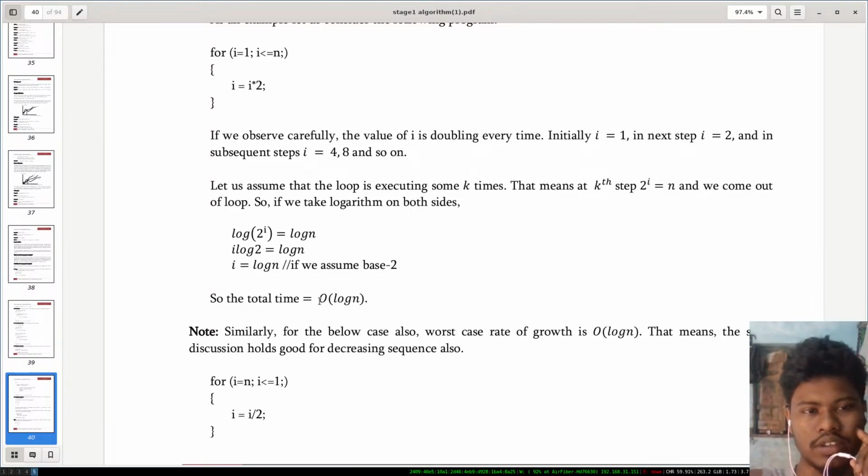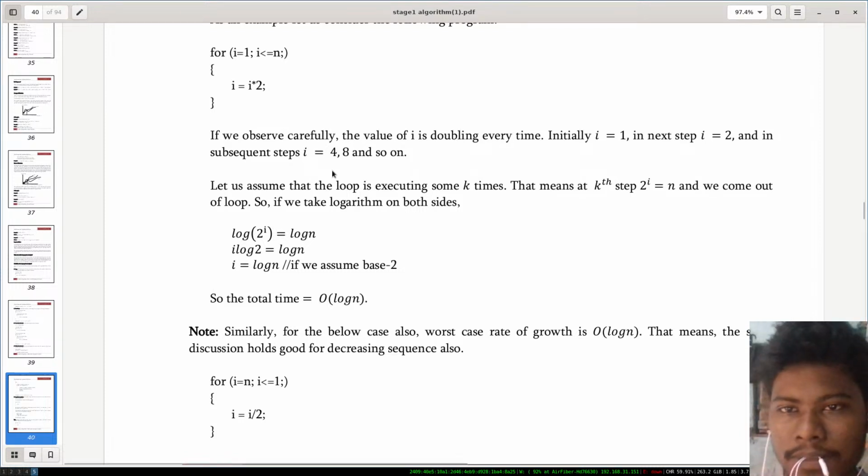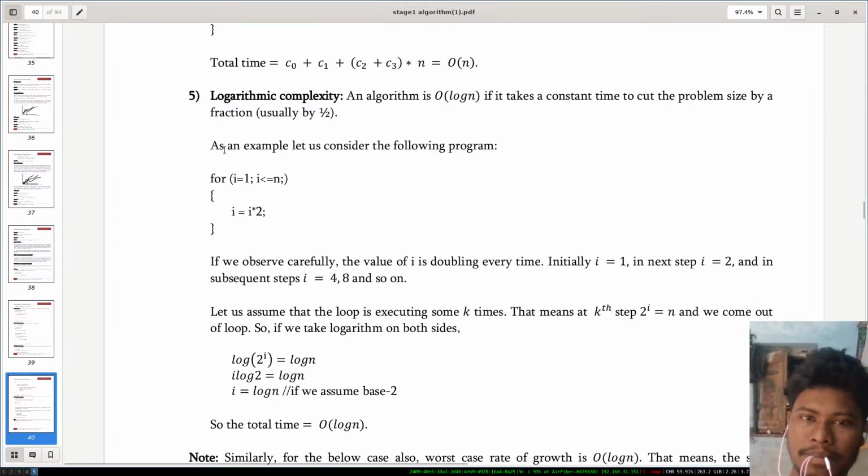2 to the power I is equal to n. Why is that?